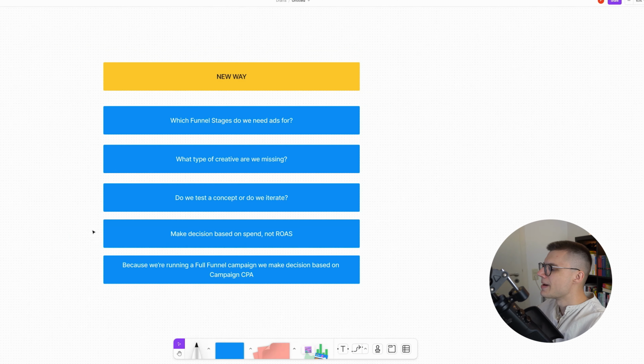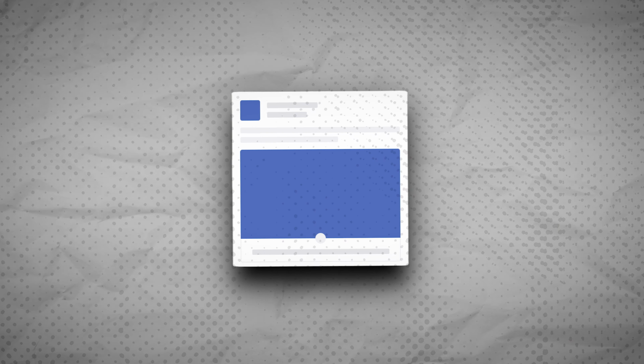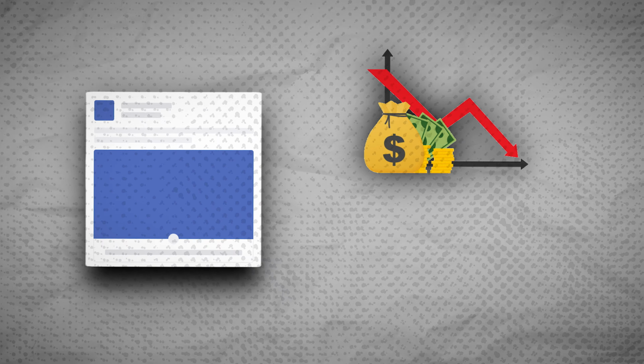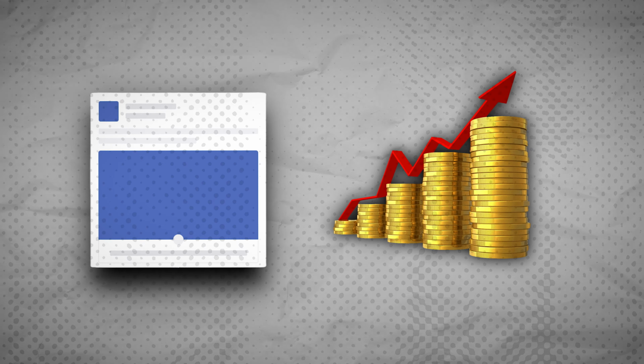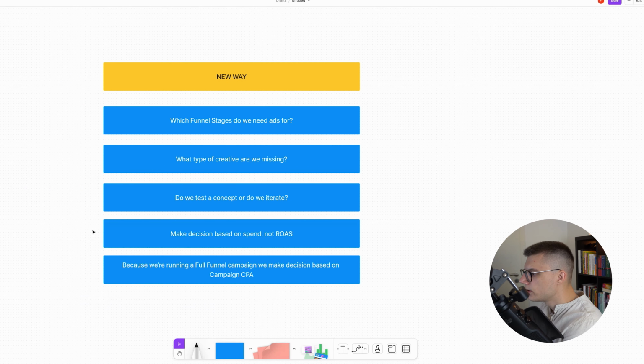And then you make decisions based on spend and not ROAS. Also ROAS, get that completely out of your equation. CPA is a way better metric to focus on, but you make a decision based on spend. And because we're running a full funnel campaign, we're making decisions based on campaign CPA and spend. So if you launch a test, if it's not getting spent, it's most likely not good enough to deserve spend. If it's getting a lot of spend, then it's most likely a winner. And that's how simple it is to run creative tests without wasting a lot of money.